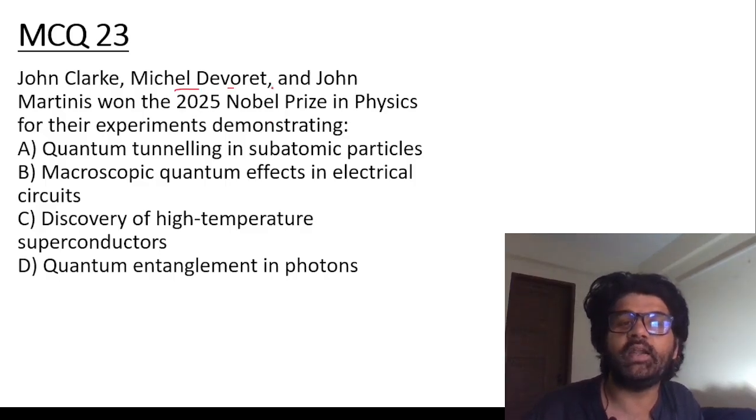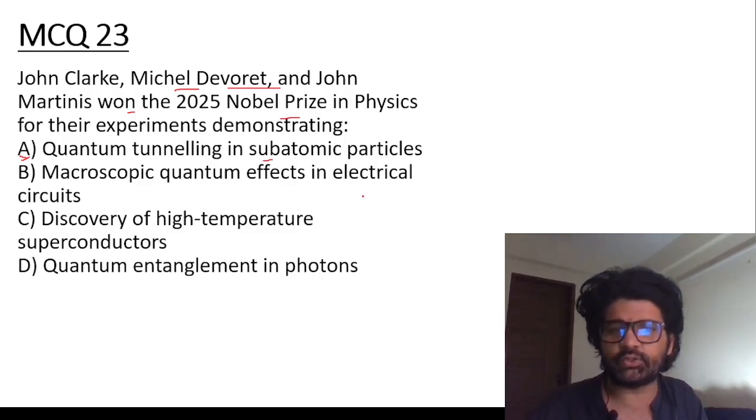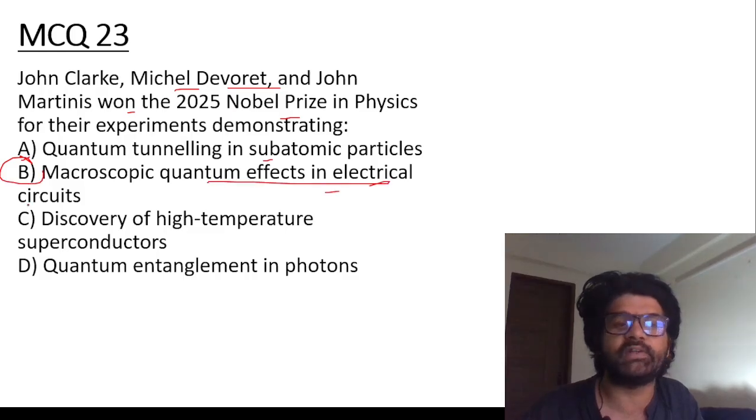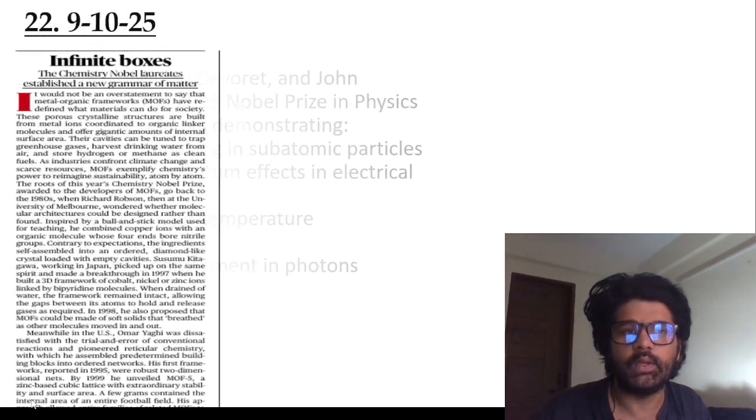John Clark, Michel Devoret, and John Martinis won the Nobel Prize in Physics. You may get confused between A and B. It was not done in subatomic particles. What they did was in bigger circuits, and they showed that quantum properties work in bigger circuits also. So macroscopic quantum effects in an electrical circuit. Many people may tick A, but the answer is B. Revise it, you will understand. B is the answer, guys.